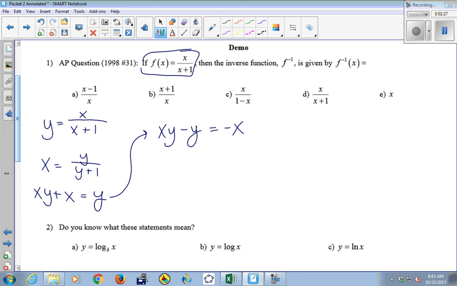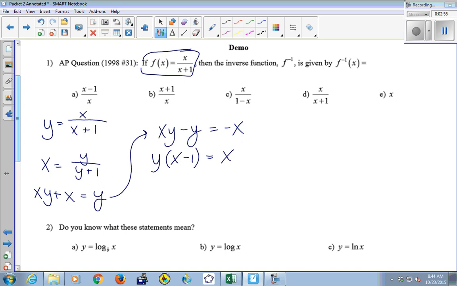Yeah, I don't think that's going to be helpful because I want all my y's on one side, right? I'm trying to get y by itself. Like, what if that said 5y minus y? What would you do? Before you can divide, yeah, you'd combine like terms. In this case, it looks like factoring. There's a y in both terms here, so I'm going to factor it out. I'm left with x minus 1.